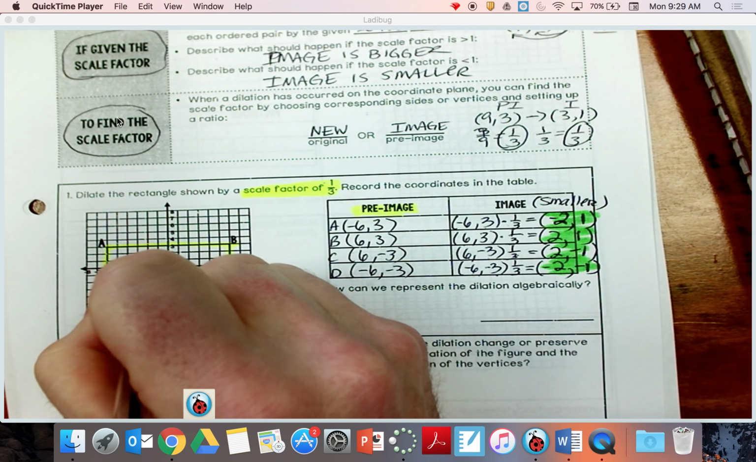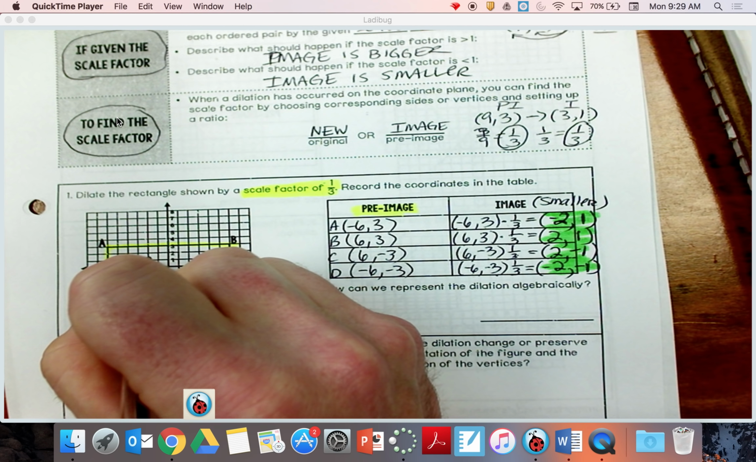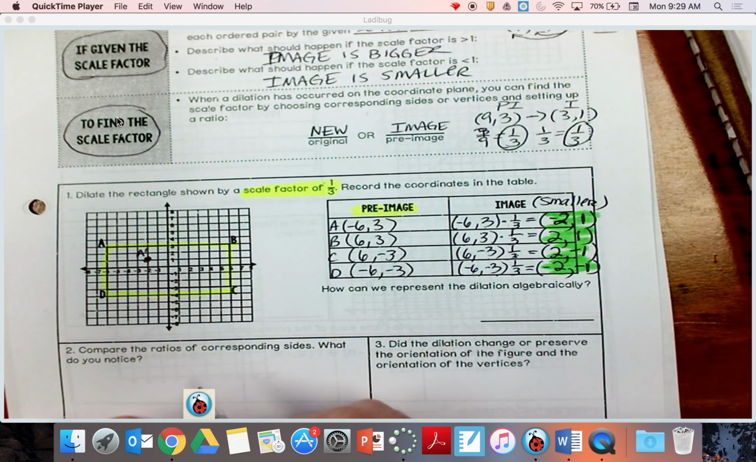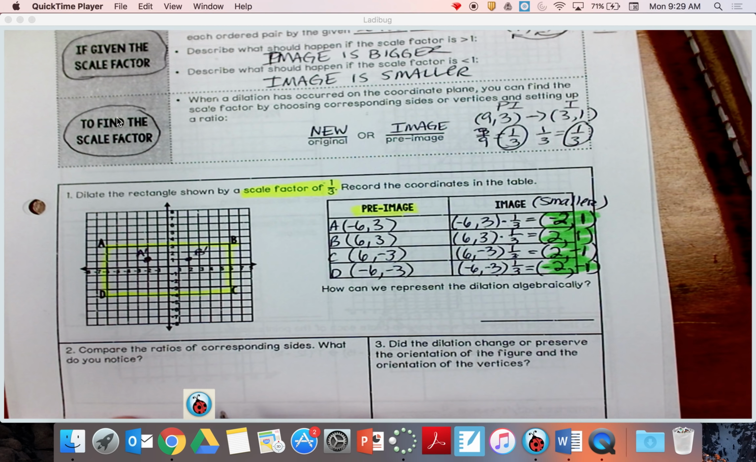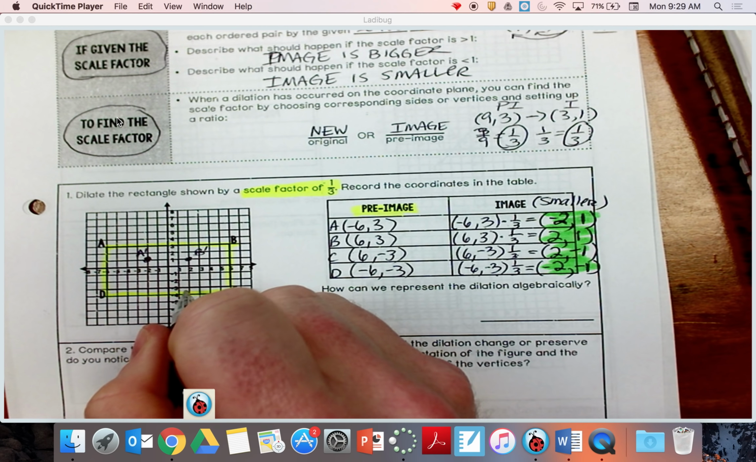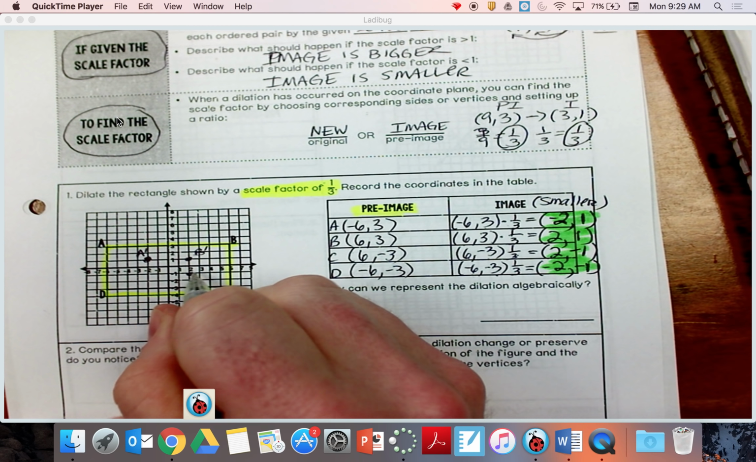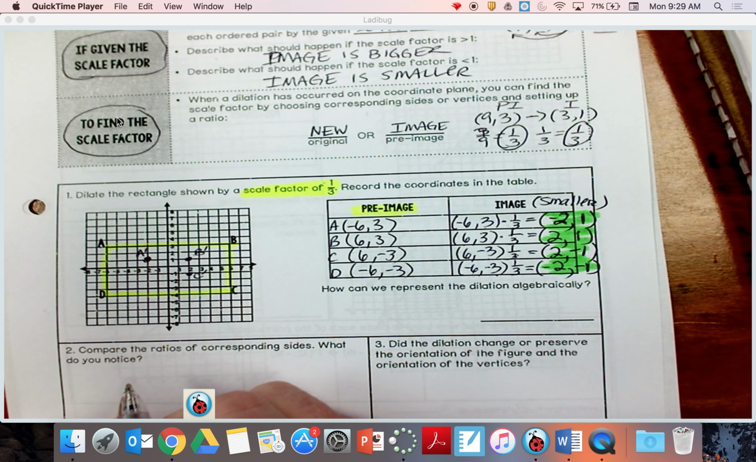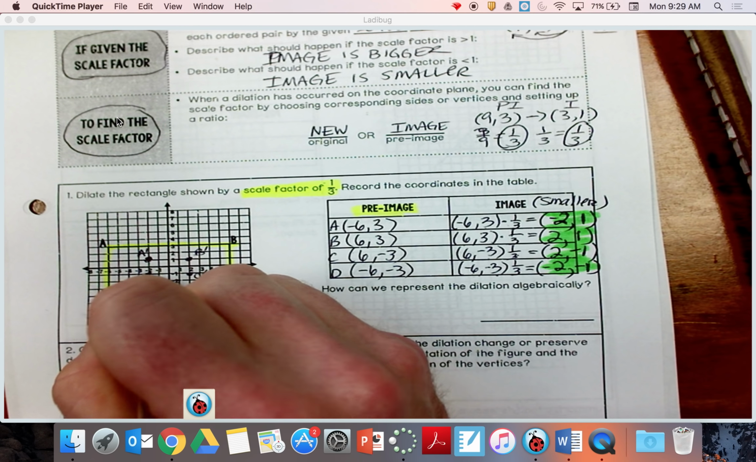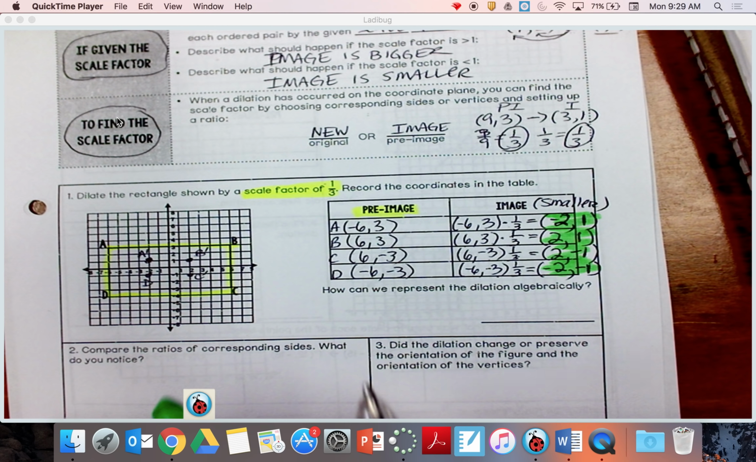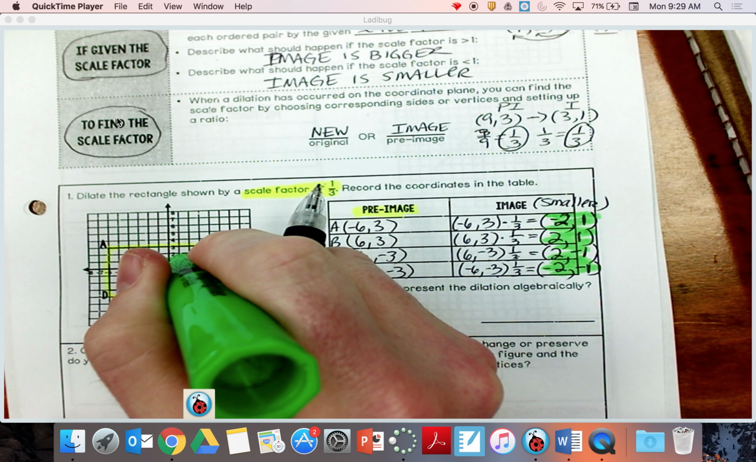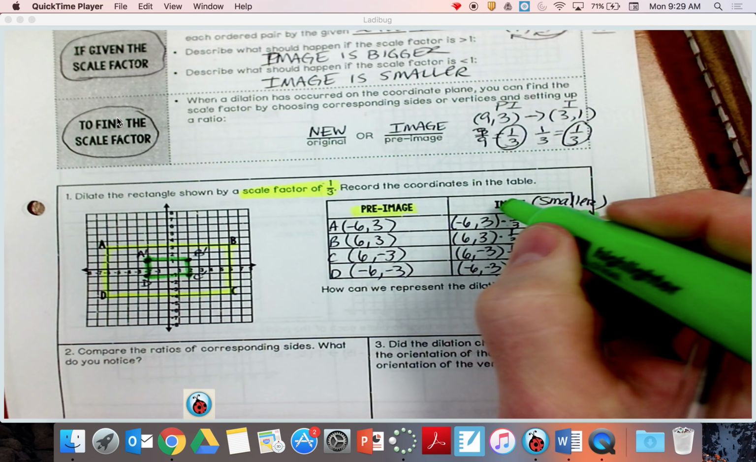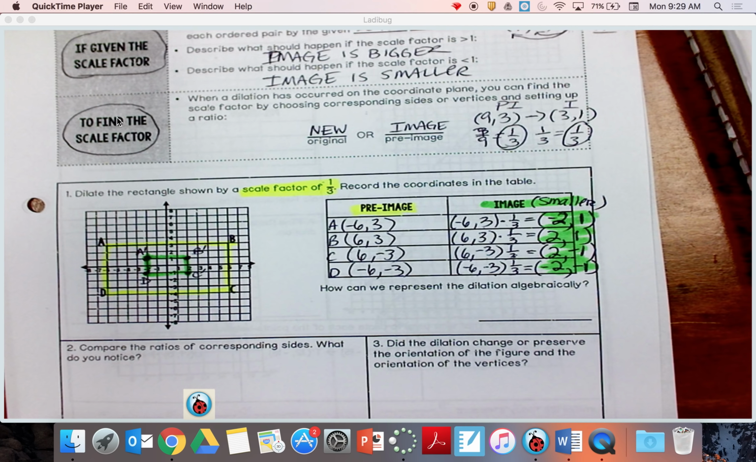rectangle here. So I have -2, 1. There's my A prime. B prime is at 2, 1. C prime is at 2, -1. And then D prime is at -2, -1. And you can see my green rectangle, which is my image, has gotten smaller. So I know that it's happened there in this case.